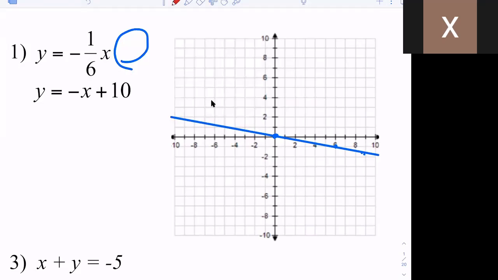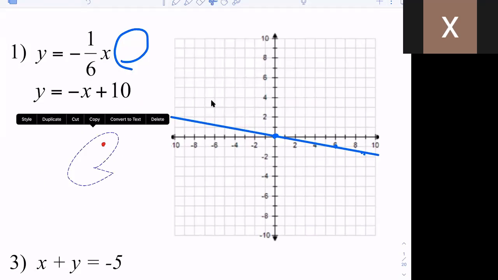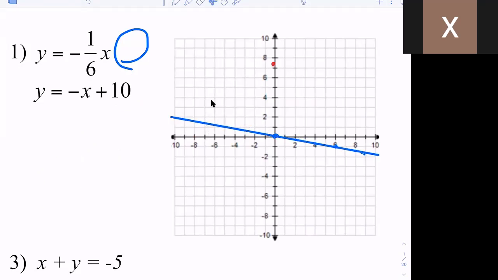Now I'm going to change colors. What's the y-intercept on this one? 10. All right, so we're just going to plot the 10. So I'm going up 10. Here I am, up 10. Now, what's the slope? Down 1 to the right 1.